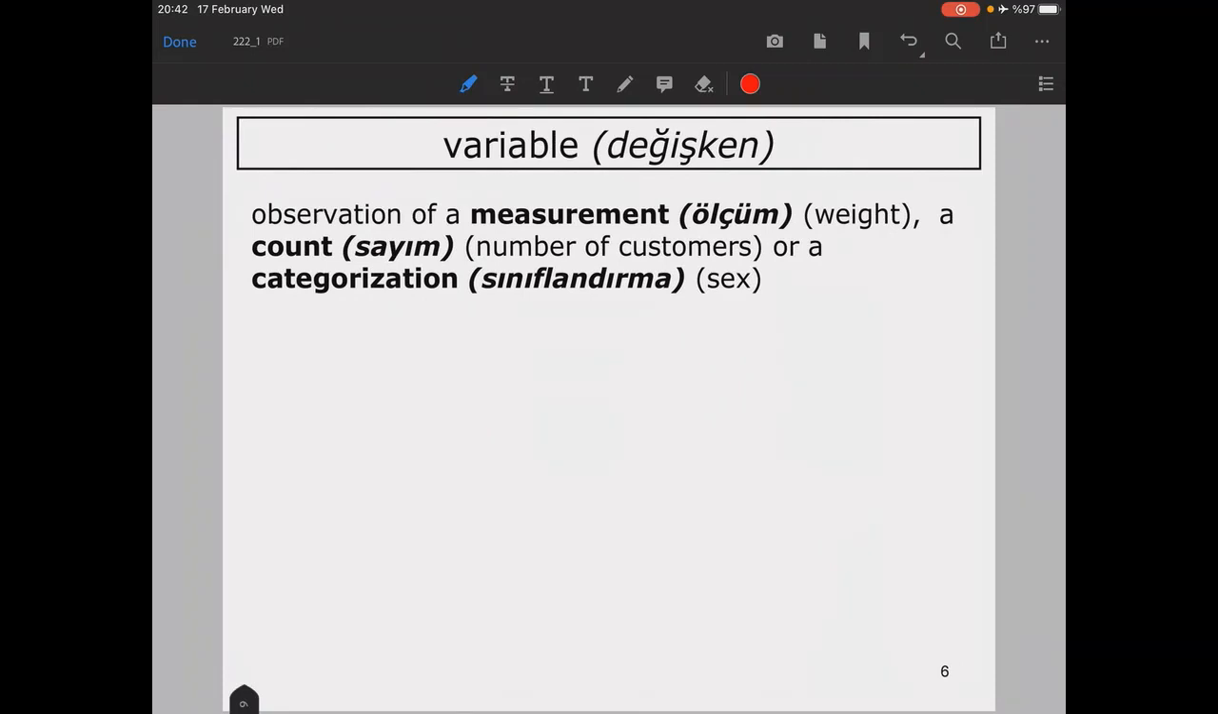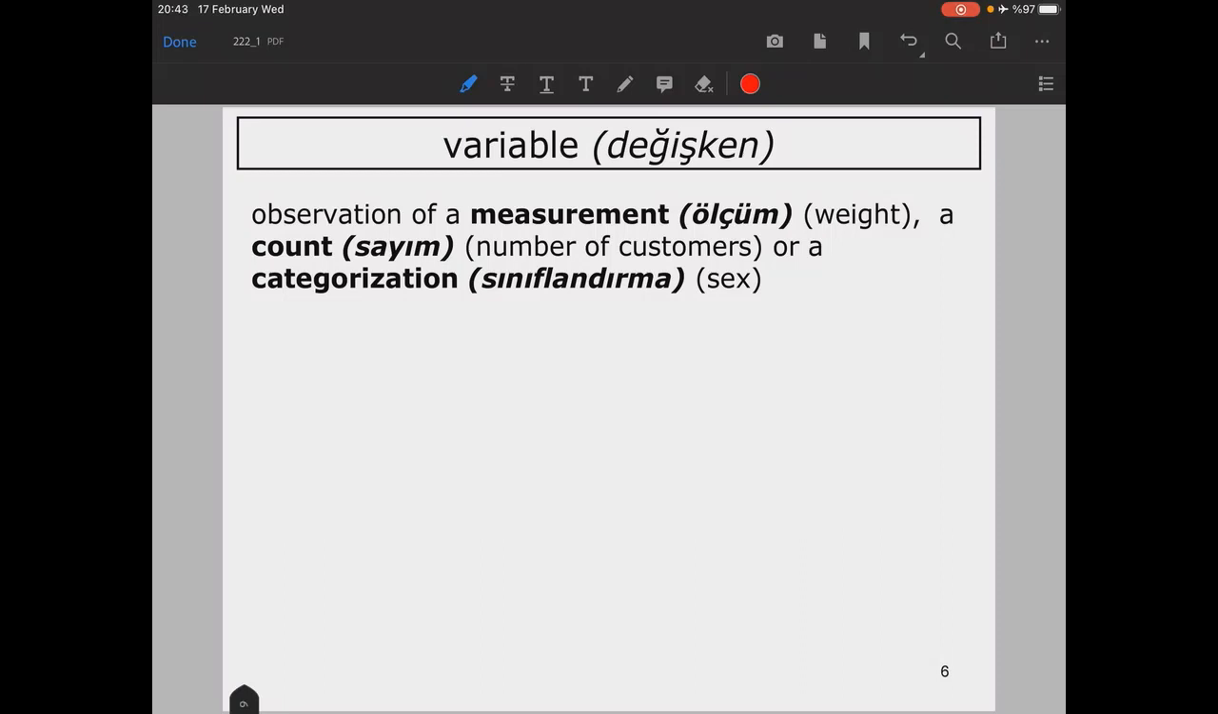So what is a variable? It is an observation of a measurement. It can be weight or, for example, your height. So you need a tool for this measurement. Maybe you need a device for that measurement, usually. And a variable can also be a count. I mean, you count the number of, for example, customers waiting in a queue. It is also possible. It becomes a count.